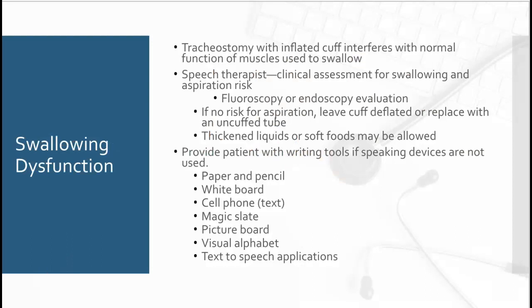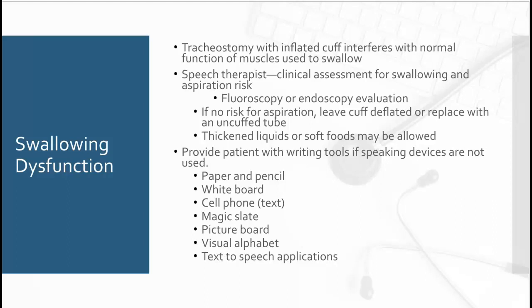Of course, people who have trachs, they do have the risk for swallowing dysfunction. When the cuff is inflated, it does interfere with normal functioning of the muscles used to swallow. So we usually get a speech therapist that helps to do that clinical assessment for swallowing and aspiration risk. They can either do that through fluoroscopy or endoscopy evaluation. If there's no risk for aspiration, we leave the cuff deflated or replace with an uncuffed tube, and then they can have those thickened liquids or soft foods as allowed. Now, if they can't, then they may need to have tube feeding.